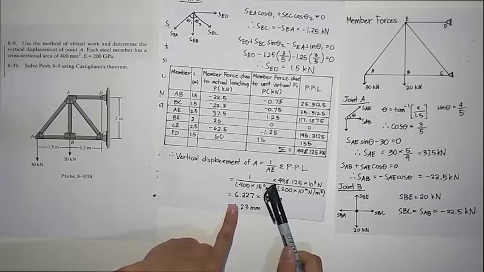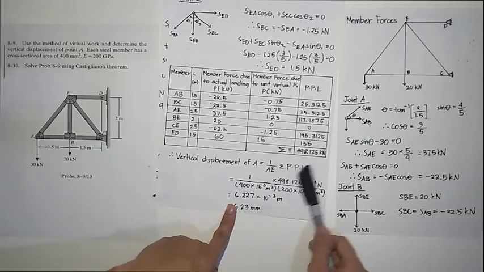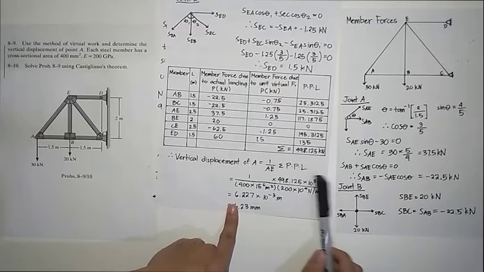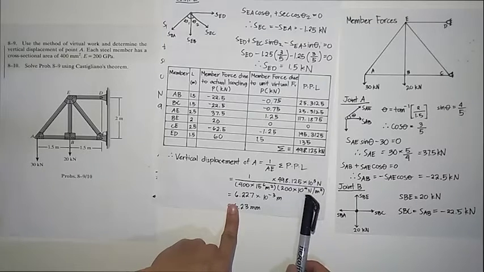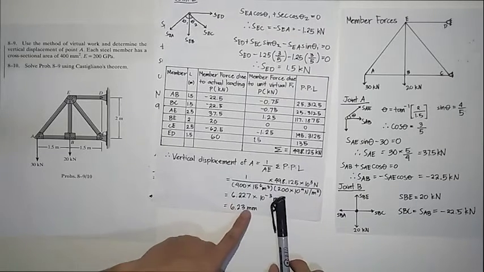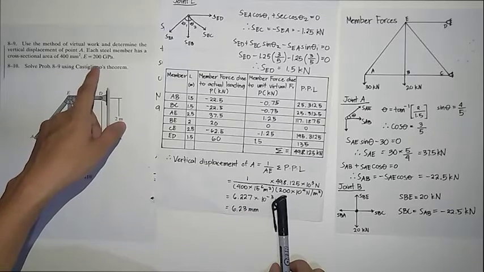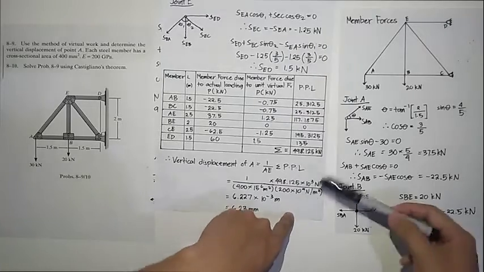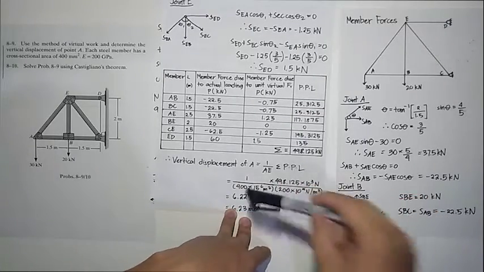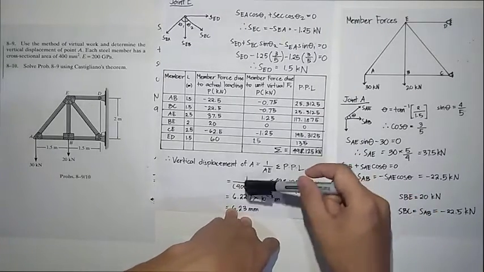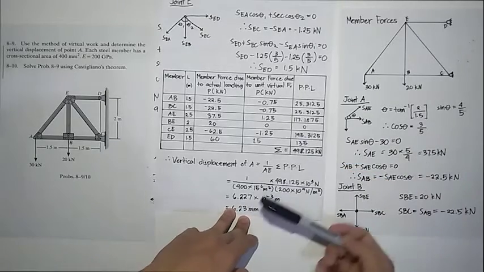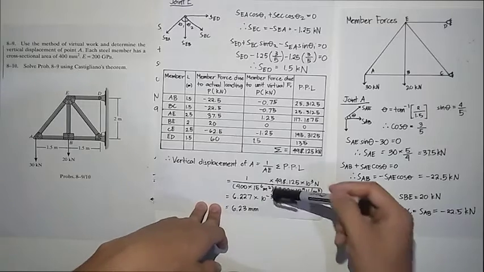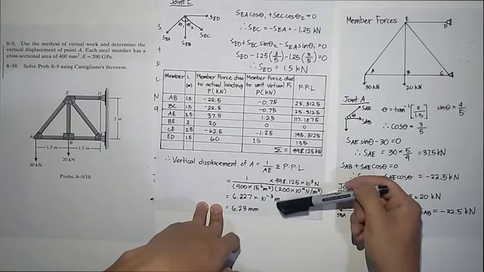So, next po ay ang summation of PPL. So, 498.125 times 10 raised to 3 para po maging the same lang po sila dito sa GPa na 200 GPa. So, 200 times 10 raised to 9 Newton per meter squared. So, now, i-calculate lang po, i-input lang po ito sa calculator. At makukuha po natin ang 6.227 times 10 raised to negative 3 meters.